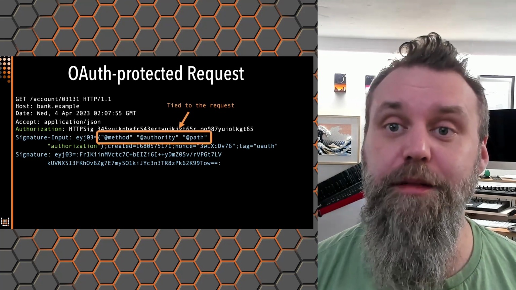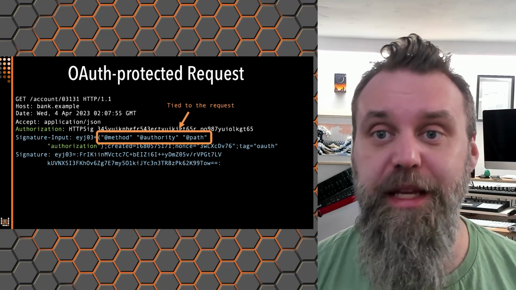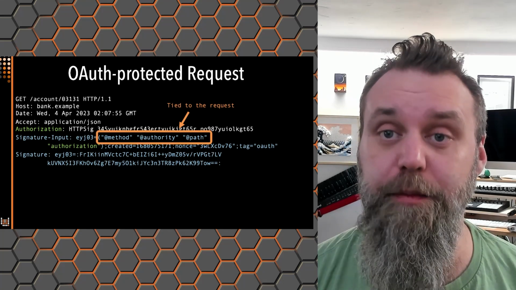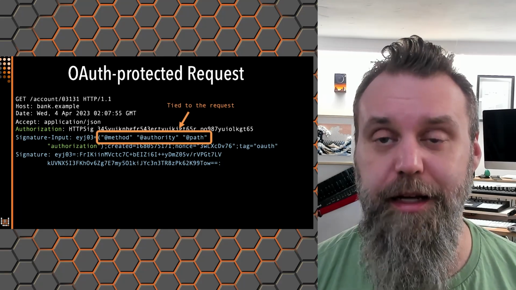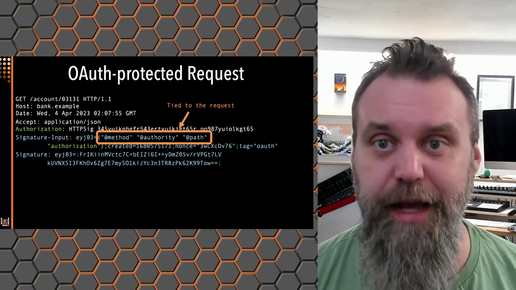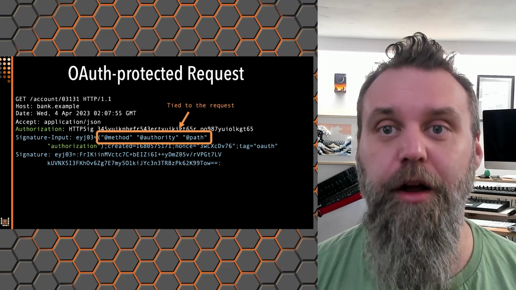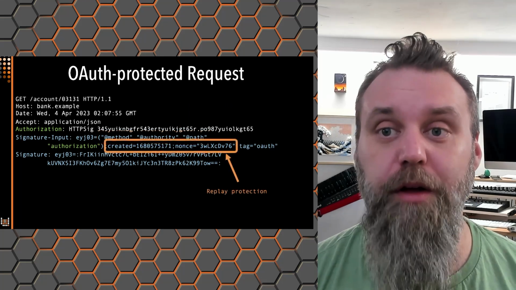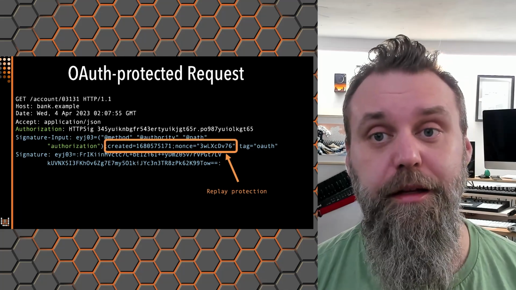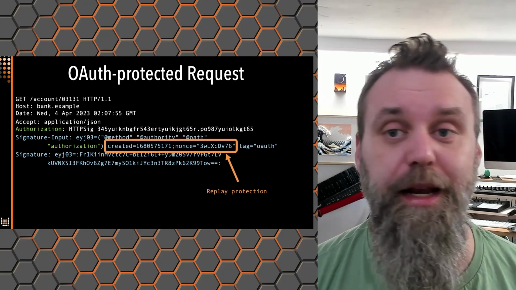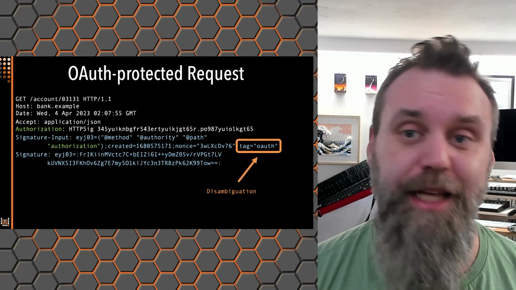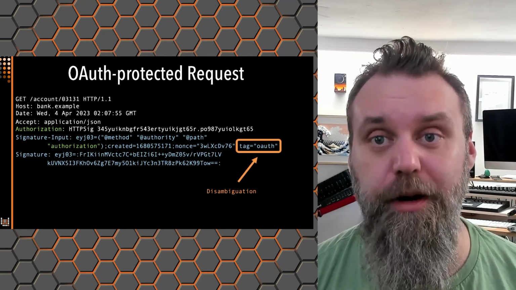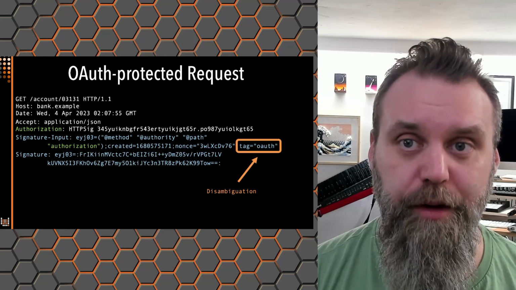But we can do some interesting stuff to this because the presentation is now tied to this specific HTTP request message. We've tied the method, the authority, and the path, and the authorization header all together with this signature mechanism. We've also got replay protection built in. We can have a created timestamp, and we can have a nonce built into it, and we can tag this that this is an OAuth protected resource. This is us specifically trying to sign the OAuth request.